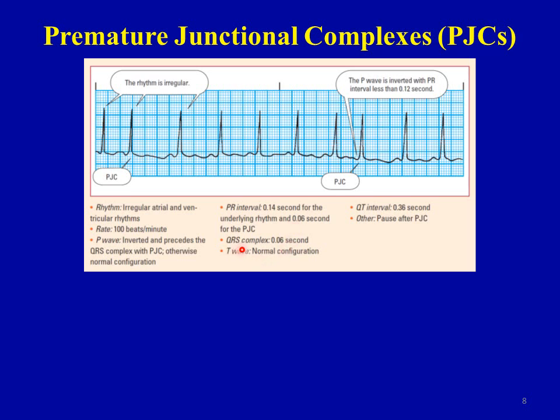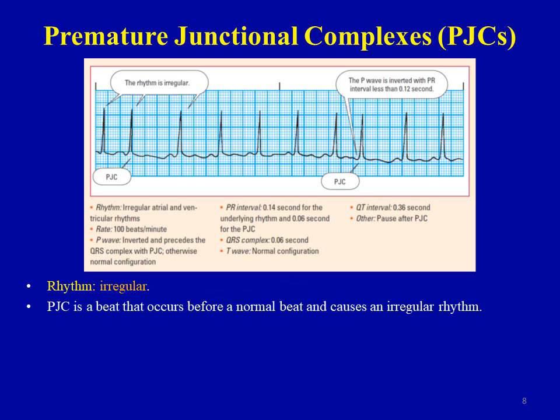The QRS complex is within the normal range. It is a narrow QRS complex, and the T wave is normal. Also, the QT interval is within the normal range. The rhythm is irregular in the case of the premature junctional complex, and this is the only junctional arrhythmia that comes with an irregular rhythm.